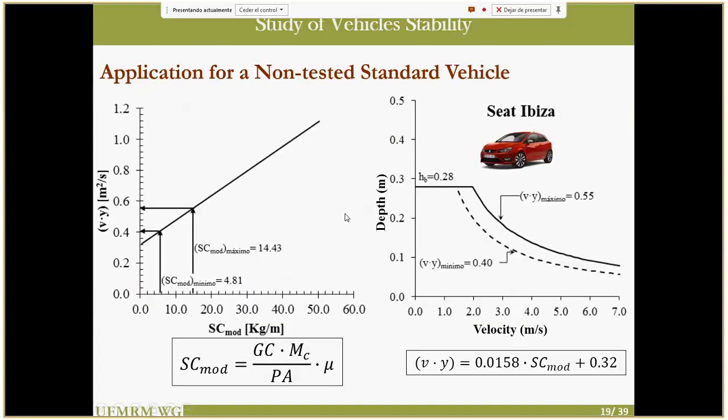Okay, so well, here is just an example about how to proceed with a typical Spanish vehicle. After obtaining the two stability coefficients, one for the lower value of the friction coefficient and the other for the upper one, the stability curves and the theoretical buoyancy depth can be obtained. Of course, with this methodology, the most appropriate vehicle can be chosen according to the city or country where the hazard assessment is being conducted. Okay, this is just a graphical example, where you can introduce the two stability coefficients here.